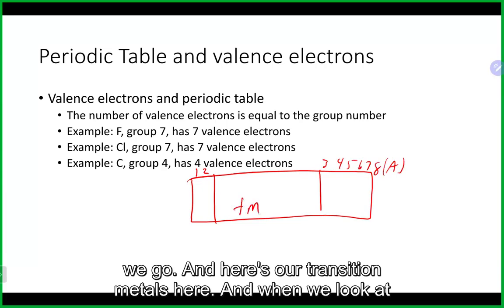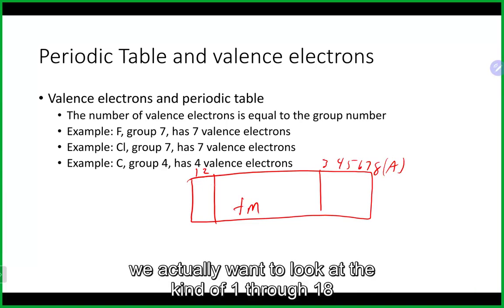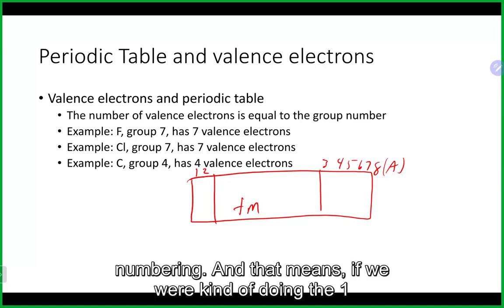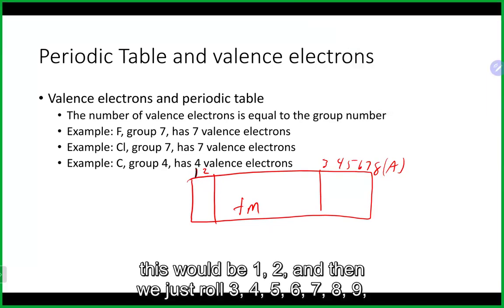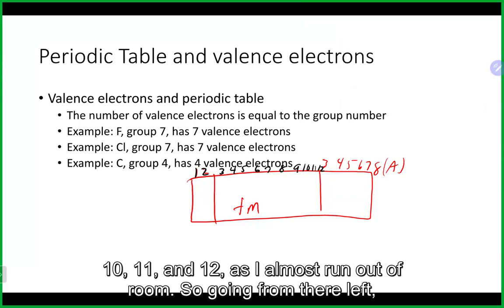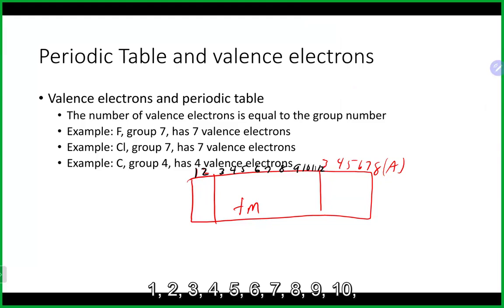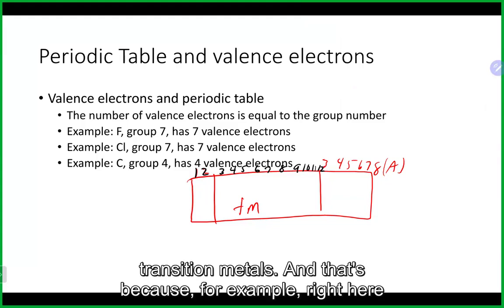When we look at the transition metals, we actually want to look at the 1 through 18 numbering. And that means if we were doing the 1 through 18 numbering, this would be 1, 2, and then we just roll 3, 4, 5, 6, 7, 8, 9, 10, 11, and 12, as I almost run out of room. And that is what we want to think about for our transition metals.